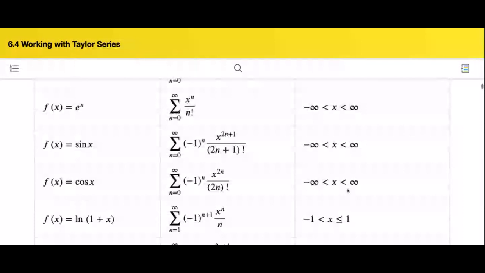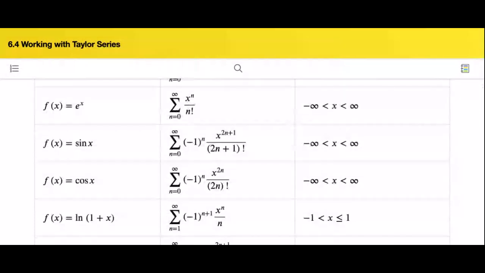Sine x is a little bit difficult to remember, but remember the exponent is odd, and the denominator is an odd number factorial. So for an odd number, we use 2n plus 1 to represent it. Because the 2n forces the number to be even, then plus 1 forces the number to be odd. Right? And the interval of convergence is all real numbers. If you think about it, sine x is periodic.